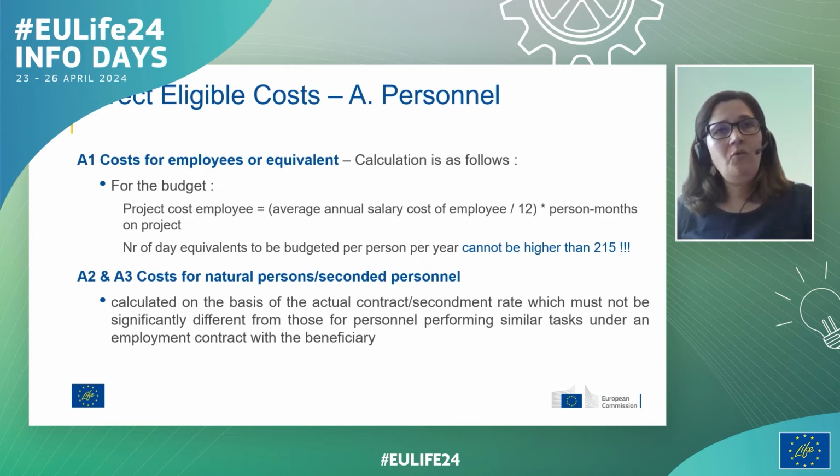So how do you calculate this? Basically, you take what a person, your employee, costs you in a year, you divide it by 12 and you divide by person months. And then you have the number of equivalent days to be budgeted for this person per year. Please note, and we strongly invite you to read the annotated grant agreement, the section on personal costs, on how it's calculated, because this has really changed in relation to the LIFE Legacy program. For example, one of the things that is already different is that the maximum equivalent days that you can declare is 215 per year.